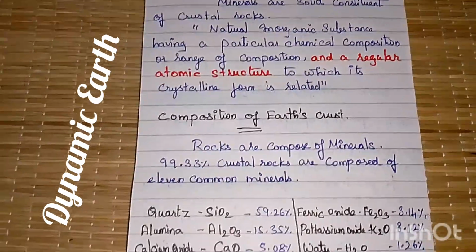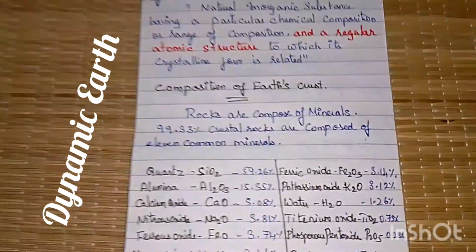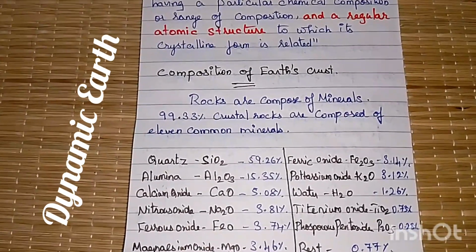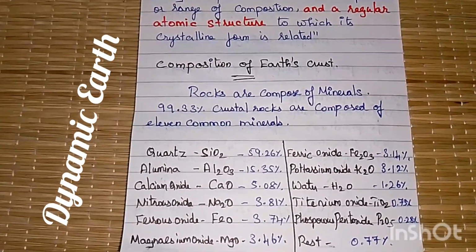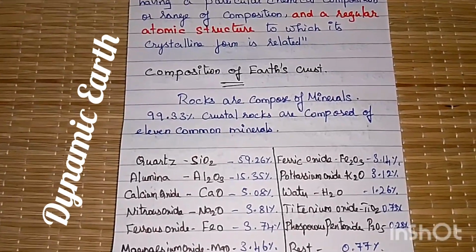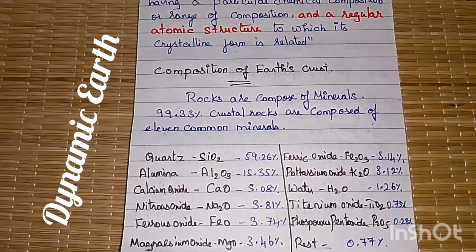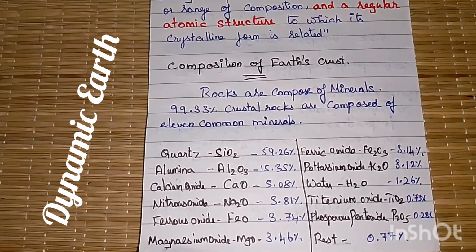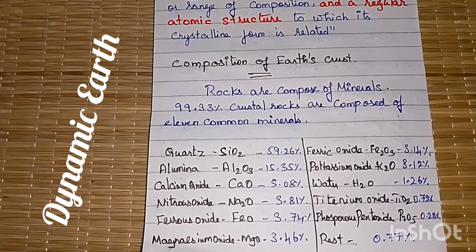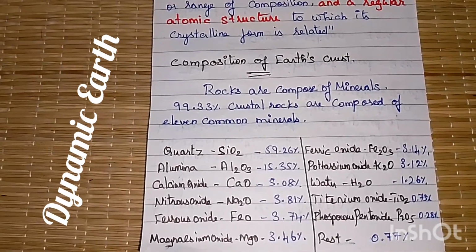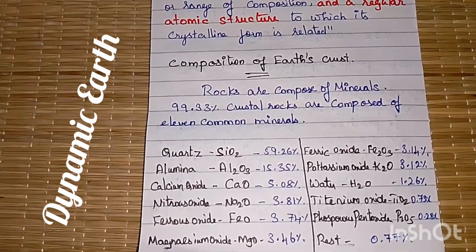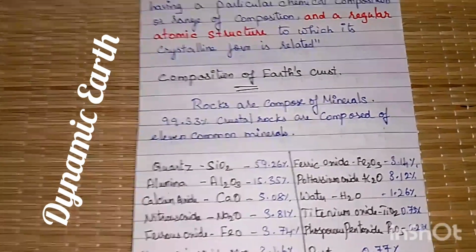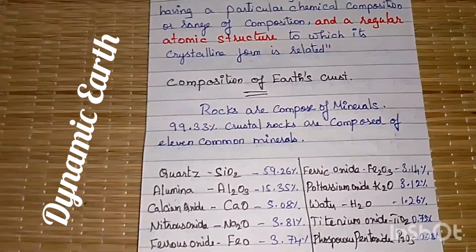We all know about the composition of the earth's crust, which is made up of 99.33 percent of crystalline rocks that are composed of 11 common minerals. They are quartz, that is silicon dioxide, which comprises 59.26 percent, followed by alumina, calcium oxide, sodium oxide, ferrous oxide, magnesium oxide, ferric oxide, potassium oxide, water, titanium oxide, phosphorus pentoxide, and the rest is formed by all the other minerals.